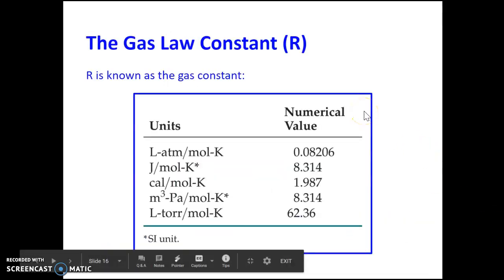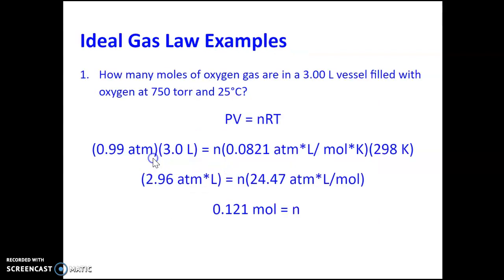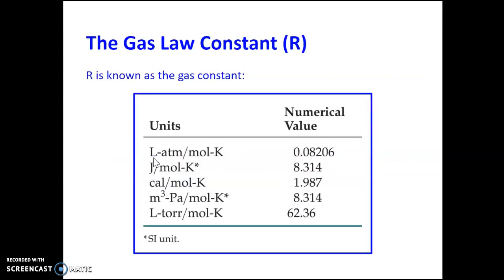The gas constant is a universal constant, meaning it's true for every ideal gas. And remember, for our purposes, we're assuming all gases are ideal. The most important thing about R is to check your units. Typically, we'll be dealing with R in liter atmosphere divided by mole Kelvin, and that value is 0.0821. I don't say 0.08206. It's so much more effort.